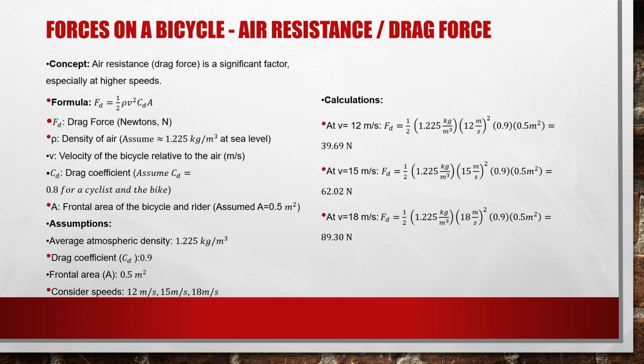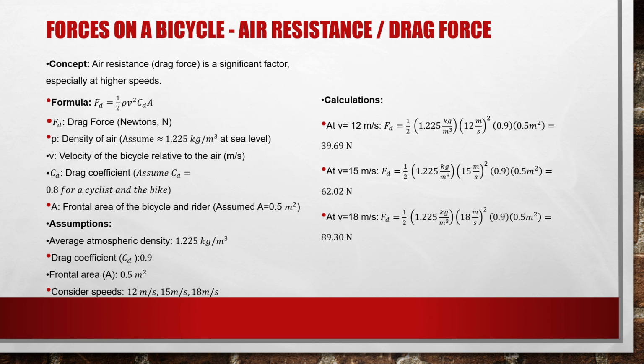So first we're talking about air resistance on a bicycle. Air resistance is a significant factor when it comes to the forces acting on a bicycle, especially at higher speeds. The faster you go, the more air resistance there is. So the formula I went for is: drag force is equal to 1/2 times density of air times velocity squared times drag coefficient times the frontal area of the bicycle and rider.